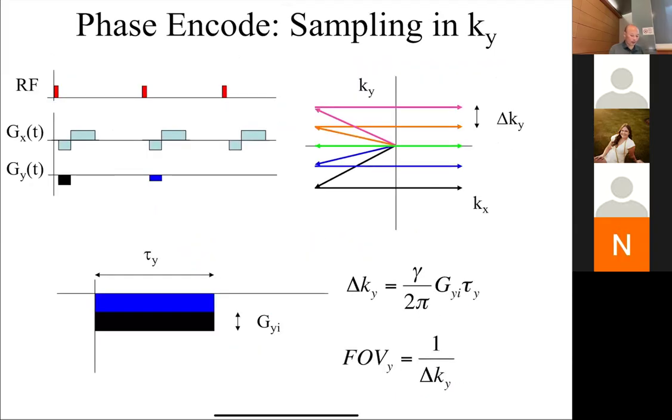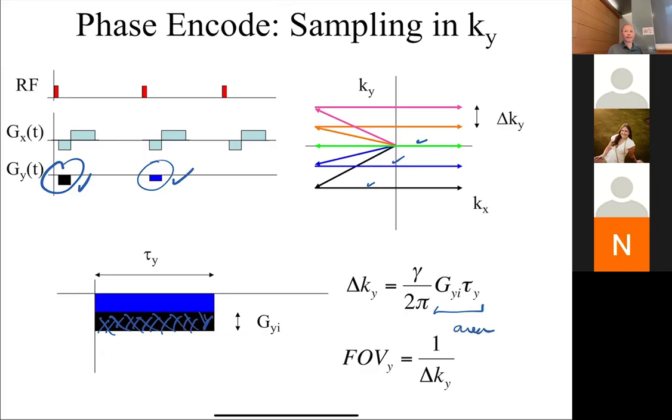For the phase encoding gradient, remember the way we get each of these lines is we change this amplitude here. Now the incremental area we care about is the difference in area between, say, this one and this one. So that increment in area would be given by something like this. This is that area there.